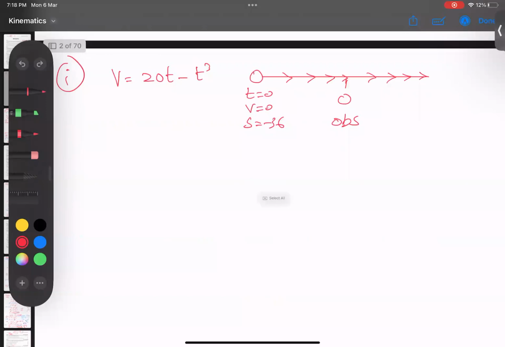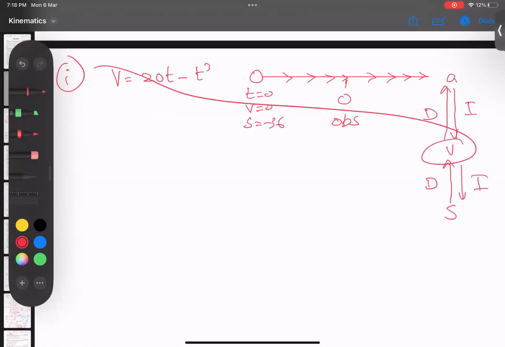So let's start. All of you know there are three levels: displacement, which I can write as S, differentiate to get velocity, differentiate to get acceleration. If I want to come down, integrate and integrate. So I am on the level of velocity and I'm looking for displacement, so naturally I will integrate. Integrate both sides.